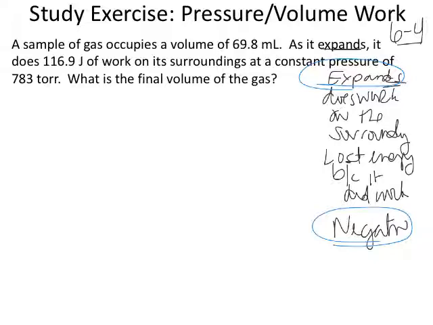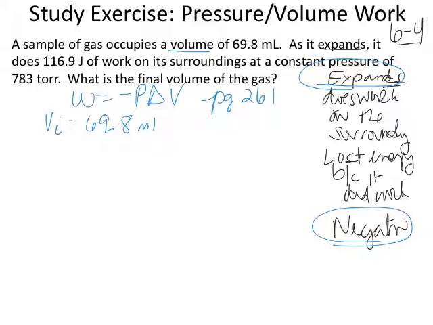Okay, what is our equation for work? We're talking about work. We're talking about gas expanding. You have to have this memorized. Work equals negative P delta V. Work is not a state function, but P and delta V are. Here's page 261. So now we define it. The initial volume is 69.8 milliliters.